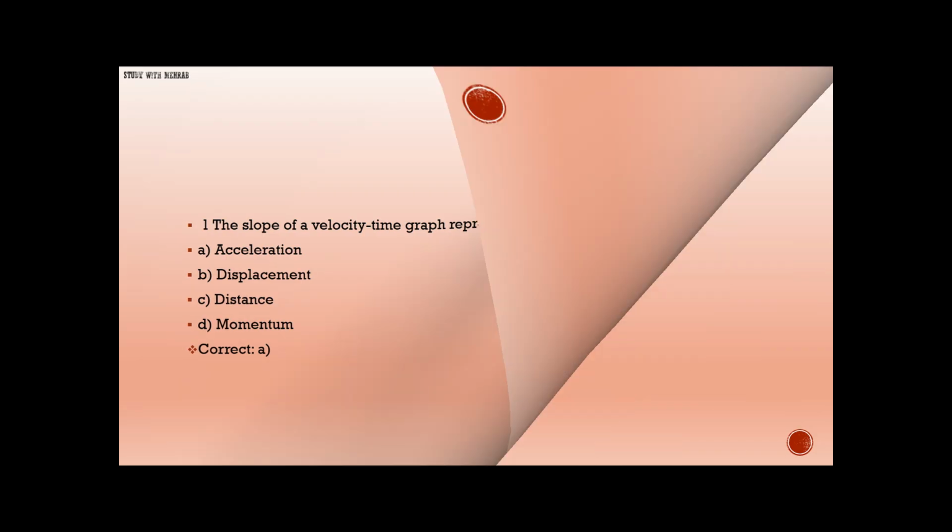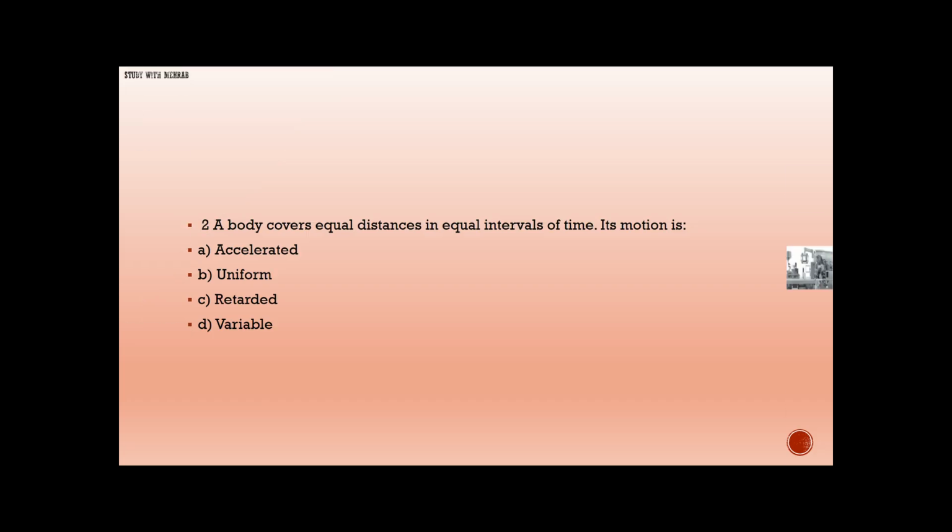For example, acceleration. The second one is: a body covers equal distance in equal intervals of time. Its motion is accelerated, uniform, retarded, or variable? So the answer is uniform, because equal distance in equal time means uniform speed.